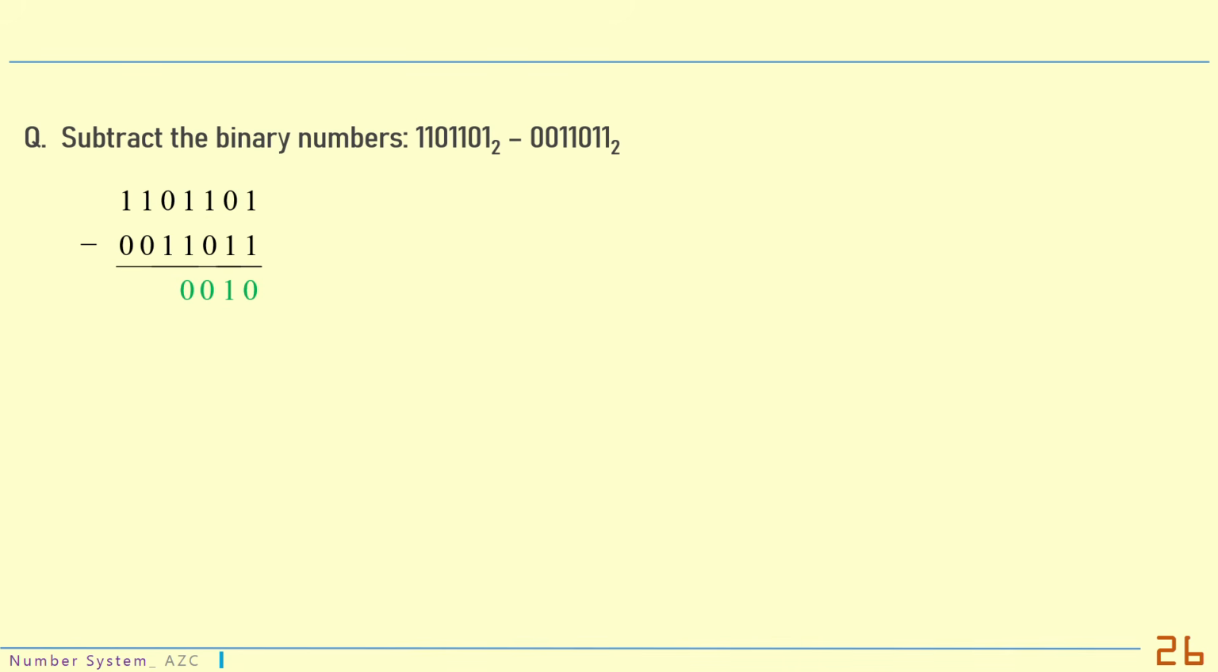Next is 0 minus 1. So borrowing from the next higher order digit, 10 minus 1 is 1. After donating 1, this 1 becomes 0. So 0 minus 0 is 0. And lastly, 1 minus 0 is 1.